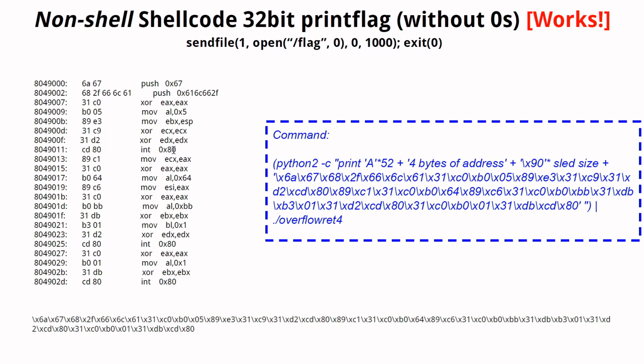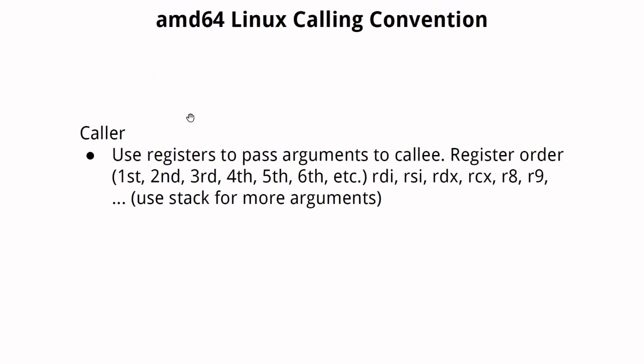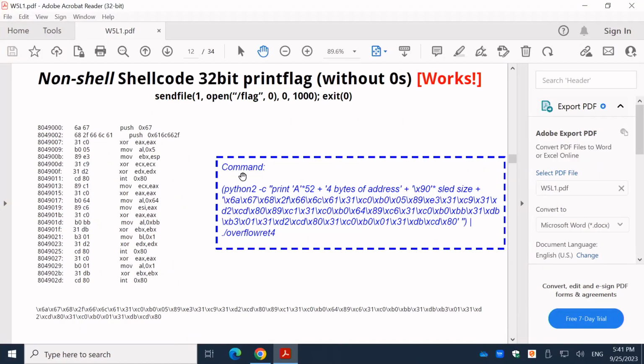The first int 80 is to open this file. The string you see here, 67, whatever, that is the string flag. Then you set up the AL, which is the system call number. In this case, system call number is 5. Do I have a slide for that? No, I don't. Okay, let me just Google that.